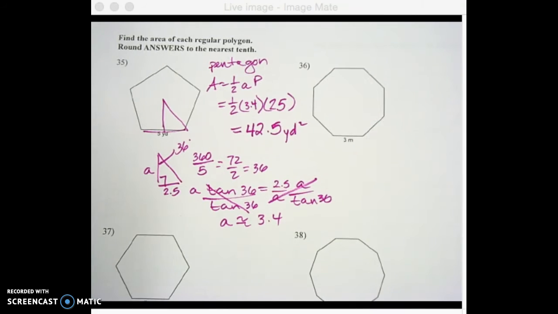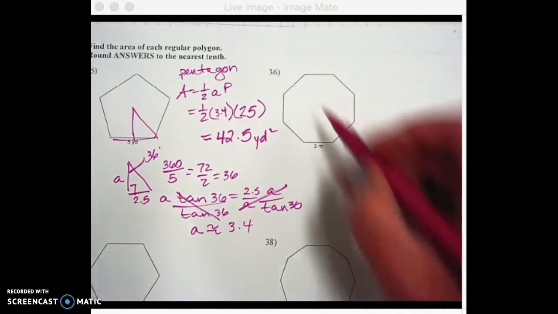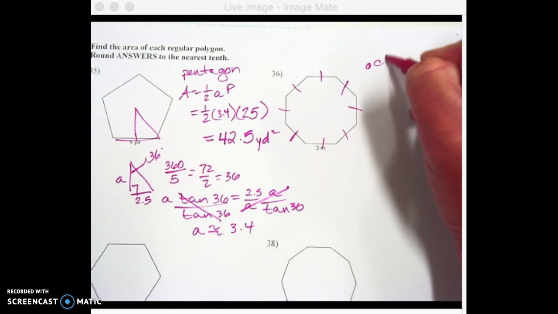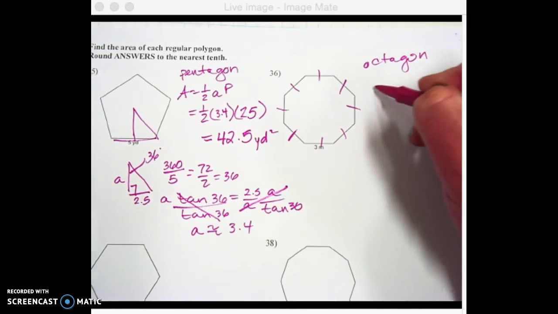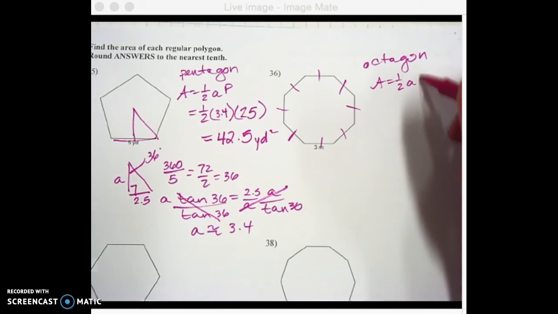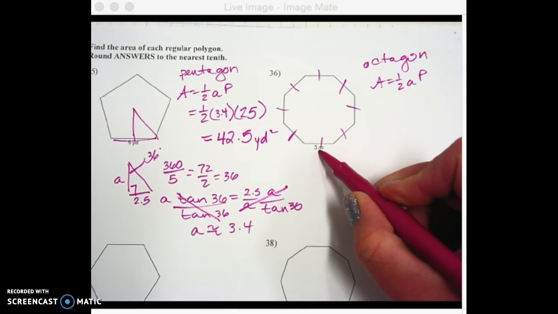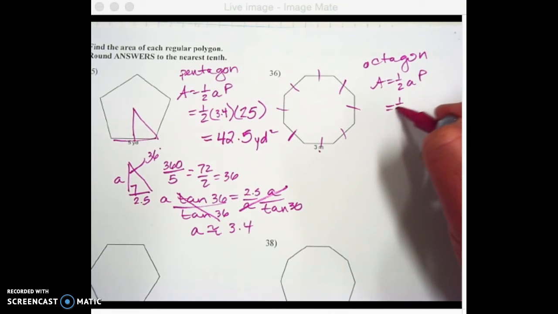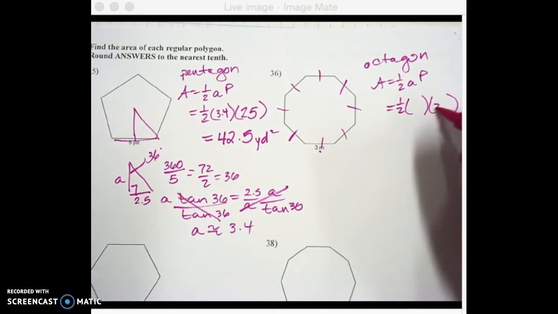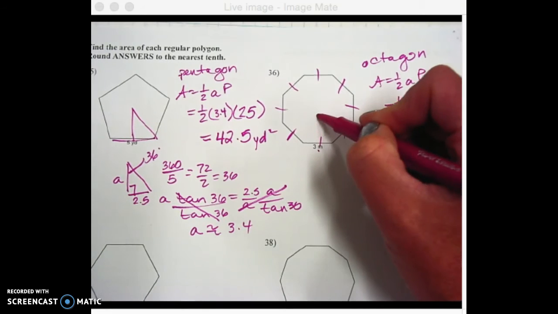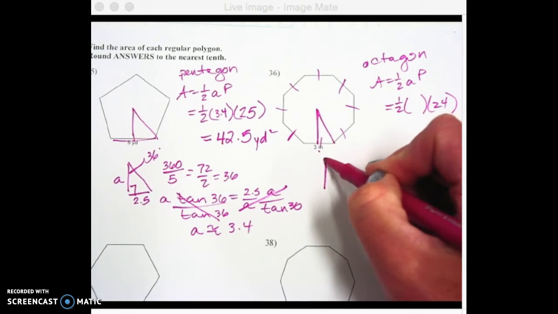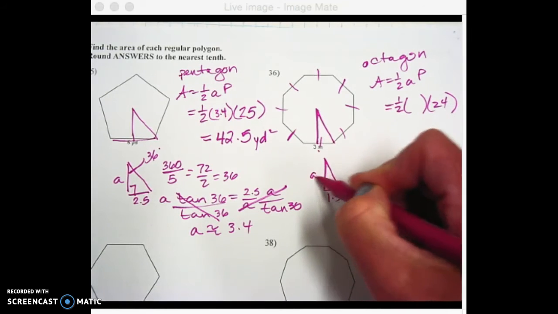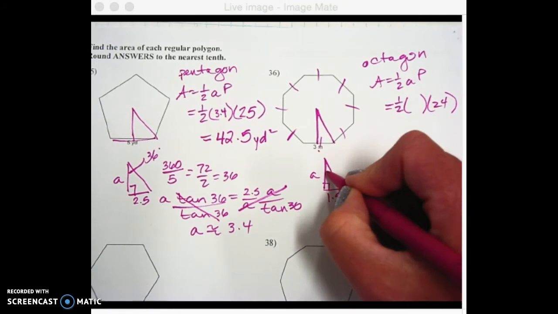All right, number 36. So we've got 1, 2, 3, 4, 5, 6, 7, 8, which makes it an octagon. So we continue to use that 1/2 the apothem times the perimeter formula. If we've got one side of 3 and there's 8 of them, that means the perimeter is going to be 24. So we just need the apothem. So I'm going to pull this triangle out of that octagon, and if this whole side is 3, that makes this 1.5. And I need this little angle right here.